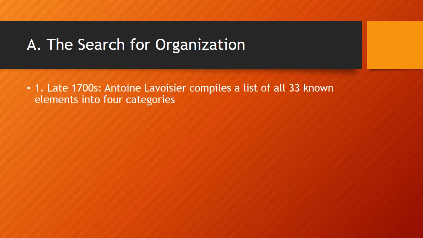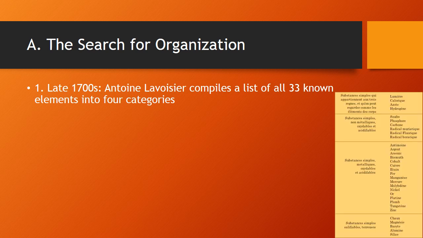So, in the late 1700s, the chemist by the name of Antoine Lavoisier compiled a list of all 33 known elements, and he compiled them into 4 categories. And here you can see his list. Now you'll notice that it is in French, because Lavoisier was a Frenchman. If you look carefully, you'll see some elements that you probably recognize, even though the spellings might be a little different because it is in French.